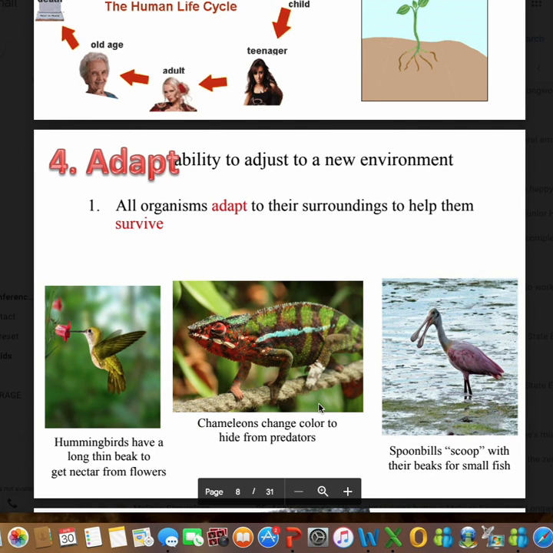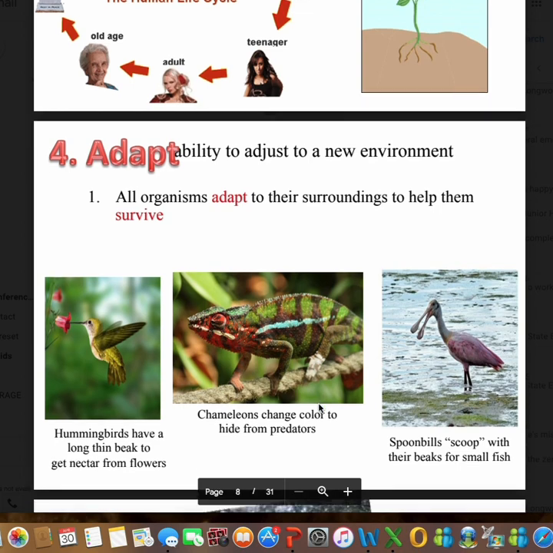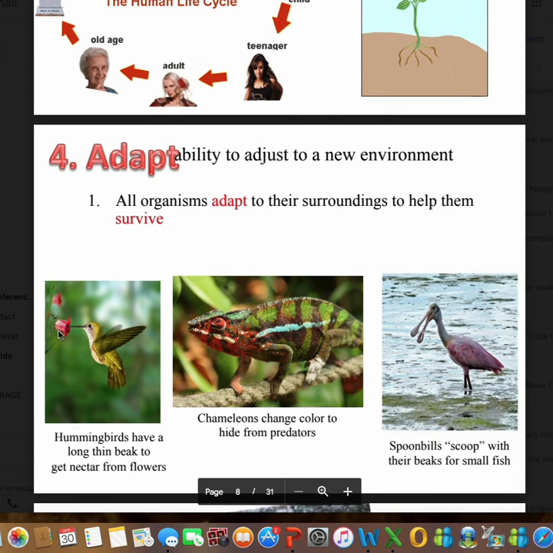Adapt is not a verb in this case, though. It is a noun. Why? Because you have to have a physical feature that allows you to adapt. Hummingbirds would not be able to eat if they didn't have these long beaks to fit into their specific flowers to get their nectar. They also have another quality that allows them to survive. They can fly really fast because they have really strong, fast wings, and they're really tiny birds.